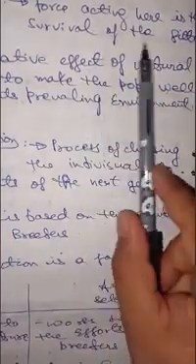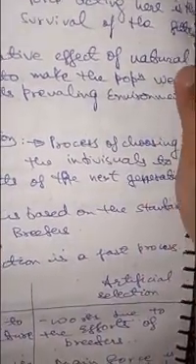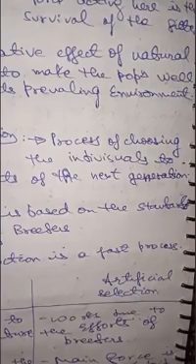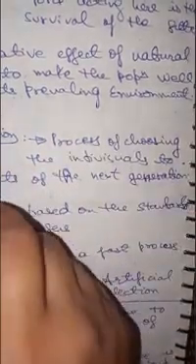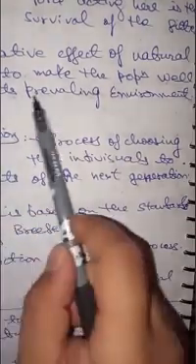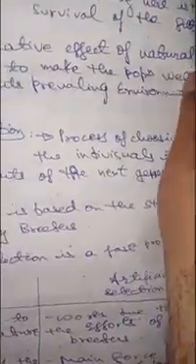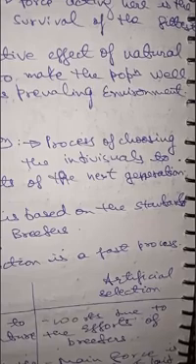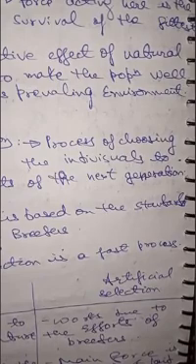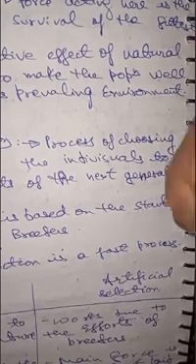So if we talk about natural selection, the force acting here is the survival of the fittest. We all know about this force. The cumulative effect of natural selection is to make the population well adapted to its prevailing environment. So what is the definition of natural selection? Natural selection is a selection done naturally by the environment, without any interference of humans. So that is the meaning of natural selection.